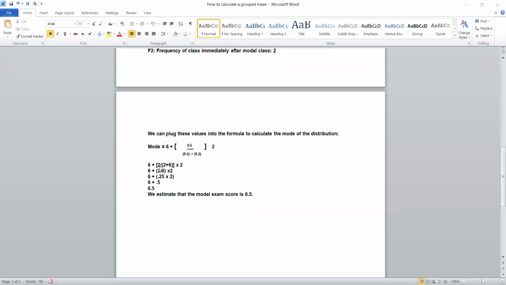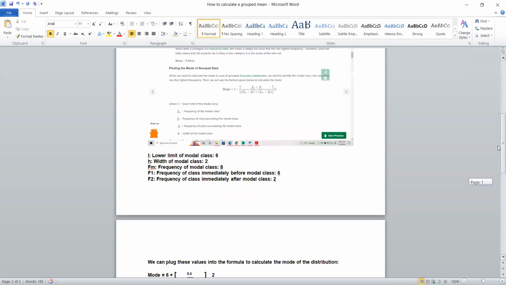Okay, so I corrected my math on here to not confuse you. All right, so 2 divided by 8 is 0.25. That's our fraction. 2/8 is also 0.25. I don't want to work in fractions, so we'll do decimal points, or 1/4. 0.25 times 2. So let's do what's in parentheses now. 0.25 times 2 is 0.5. So now we have 6 plus 0.5 is 6.5. So the estimated modal exam score is 6.5.